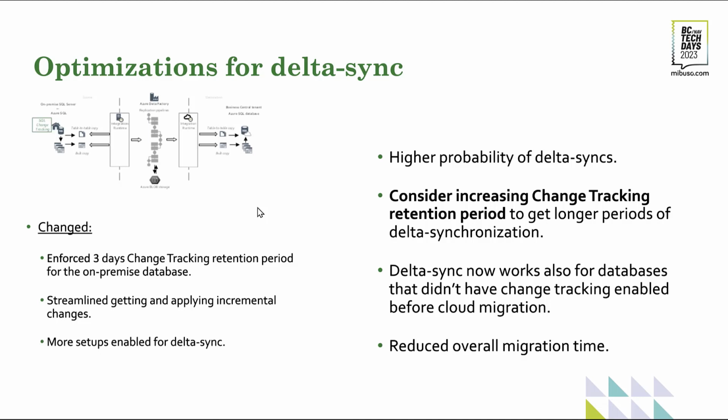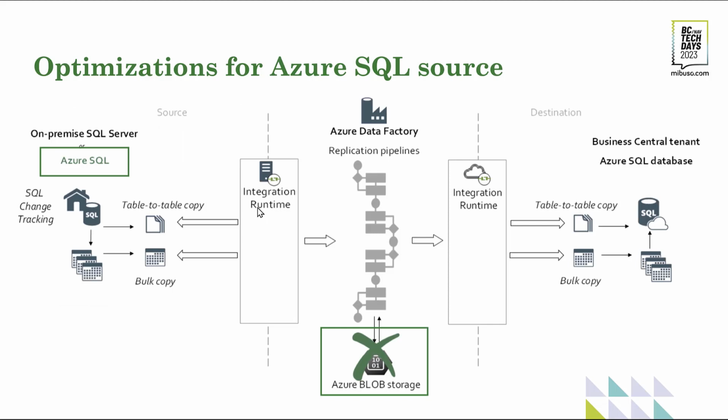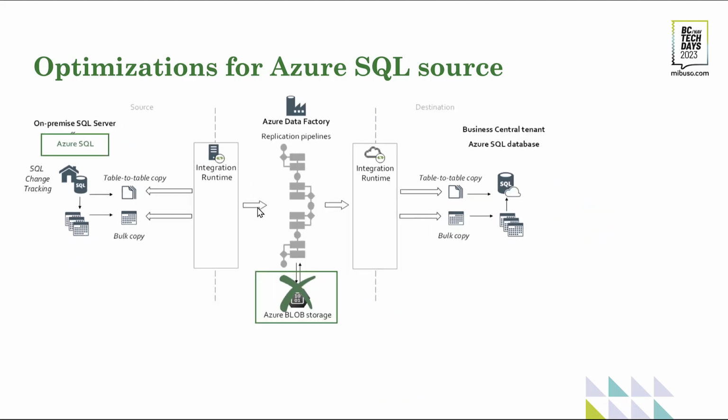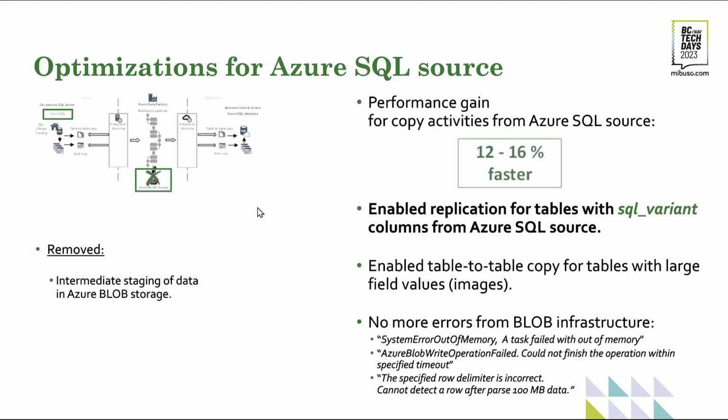And now delta syncs are happening more often, reducing the overall migration time. So all the improvements mentioned earlier are applied to both SQL Server and Azure SQL sources. However, if Azure SQL is used as a source, it is possible to link the source and the destination Azure SQL databases directly without the requirement of the serialized staging in an Azure Blob storage. And removing staging allowed to make the replication faster.